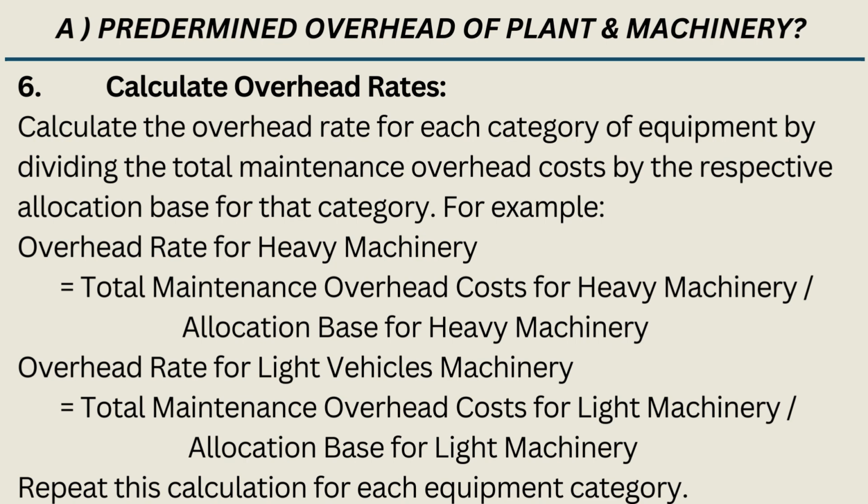For example, overhead rate for heavy machinery equals total maintenance overhead costs for heavy machinery divided by allocation base for heavy machinery. Overhead rate for light vehicles equals total maintenance overhead costs for light vehicles divided by allocation base for light vehicles. Repeat this calculation for each equipment category.